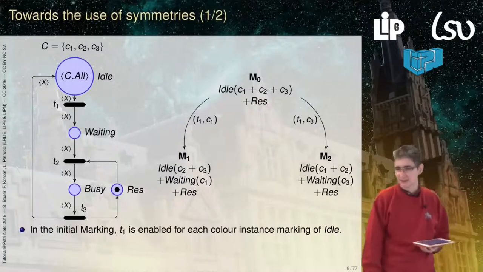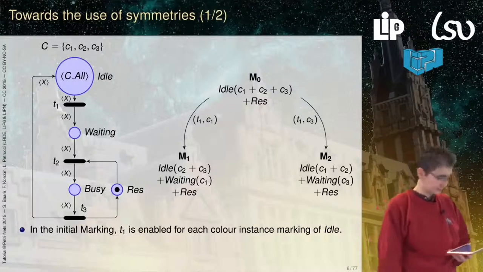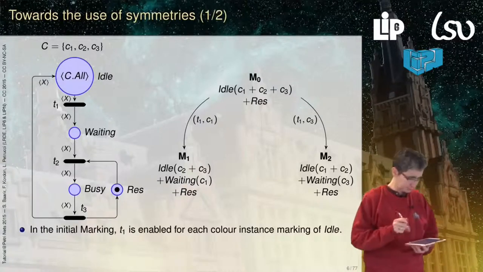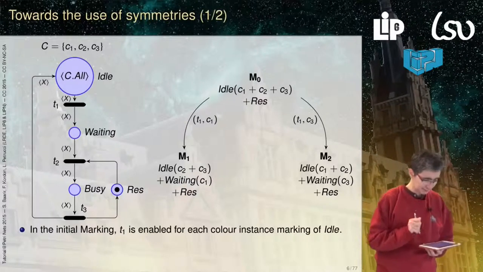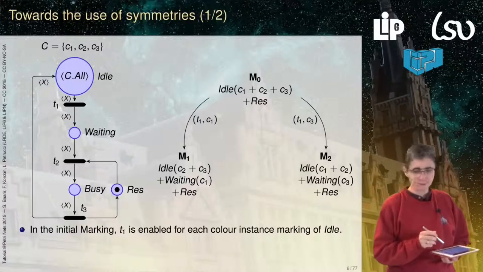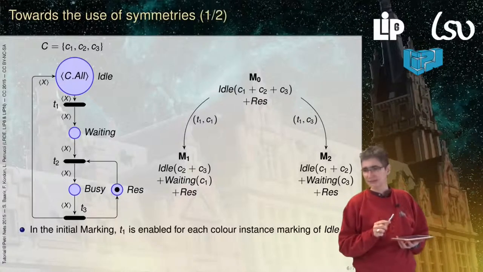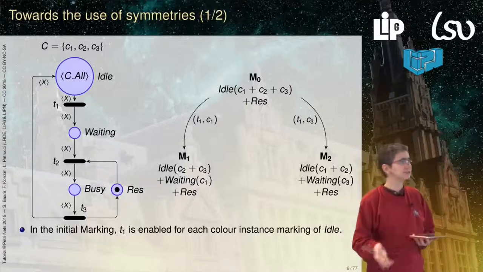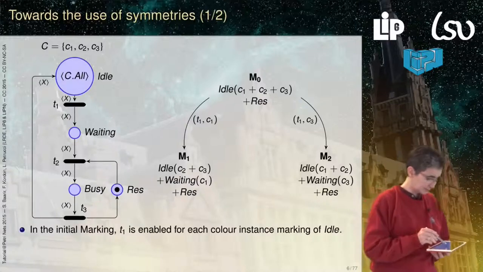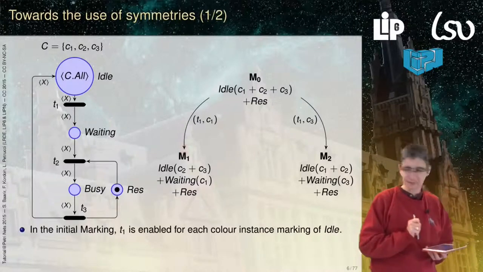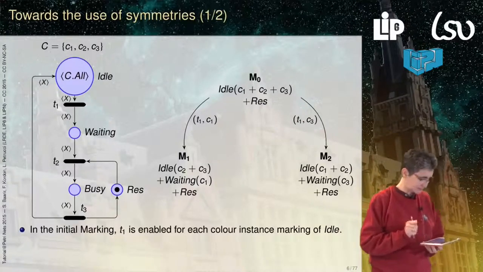So let's take again the introductory example of processes that want to access a critical section. We've seen this morning in this example that from the initial marking here, you can have several similar firings. So T1 is enabled with any of the process's colors, C1, C2 and C3. And these three firings are very similar. So here only two of them are represented. The one where we fire T1 with C1 gives this marking M1, and the one where we fire T1 with C3 gives this second marking M2.